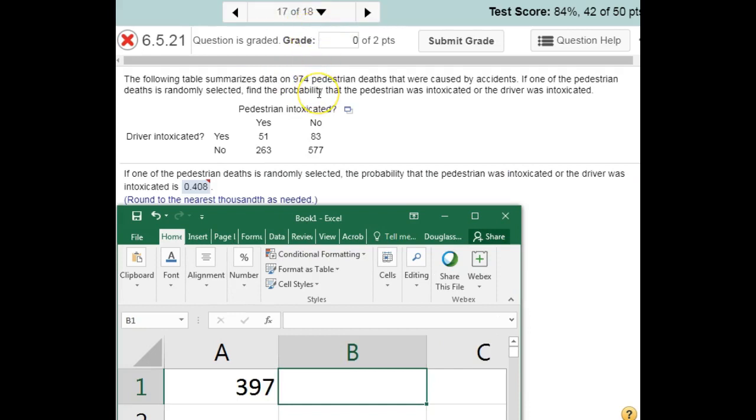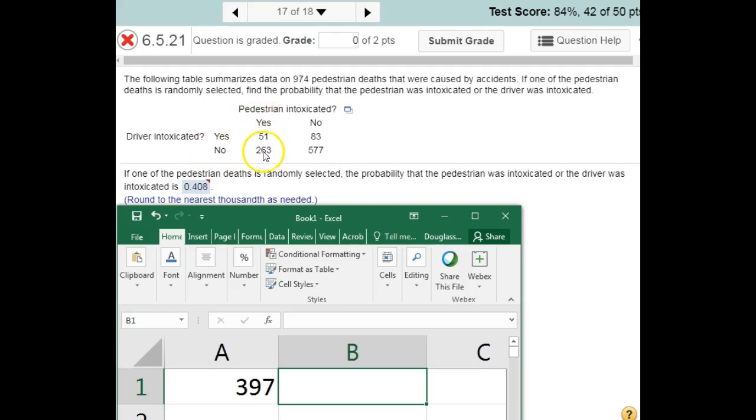For this next problem, we have another table of data that we're going to use for conditional probabilities. Here is pedestrian deaths. And the question we're trying to answer is, if one of these deaths is randomly selected, what's the probability that the pedestrian was intoxicated or the driver was intoxicated? So one way to do this is just to add up all the numbers to get the total amount of deaths that involved intoxicated one way or the other, either pedestrian or driver.